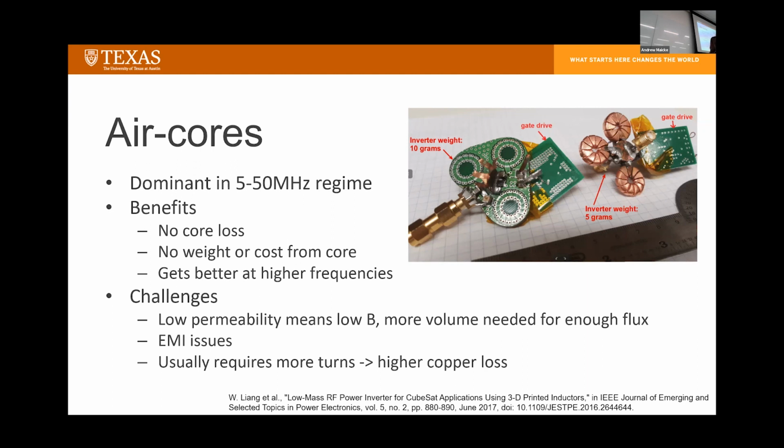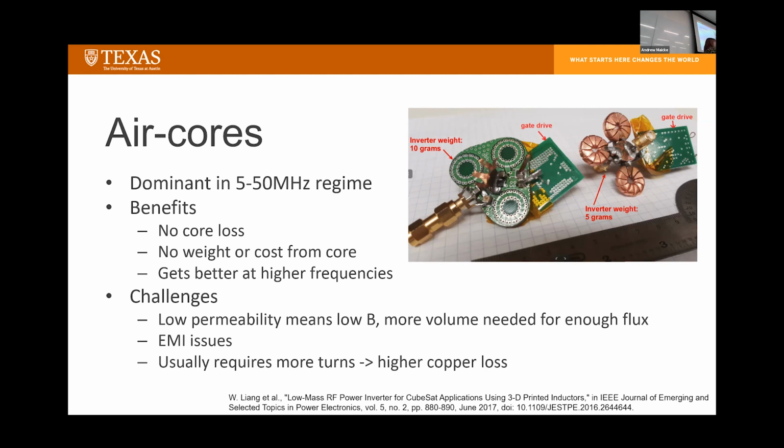And you can see that they're still kind of large, but the main thing is that they weigh a lot less. The reason they're still large in volume is the lower permeability, which, I mean, it's air, means that there's a low B field. And so you actually need more volume to contain enough flux for correct operation. And so, yeah, that's not necessarily great.